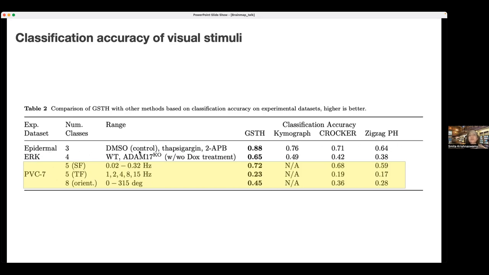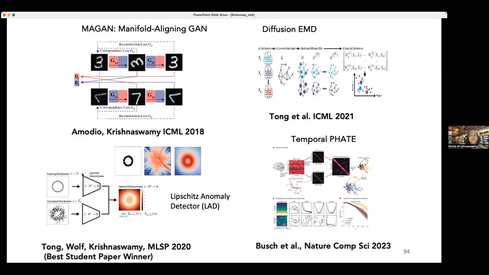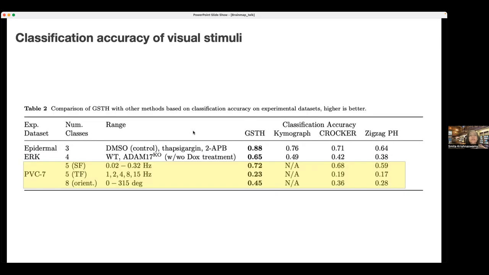And in the epidermal layers, we're classifying between drug perturbation and lack of drug perturbation. In the ERK signaling, we're looking at different treatments. And here we're looking at the orientation, spatial frequency, temporal frequency of these grating patterns, and we classify those the best. So that means that we can actually come up with classifications or even learn model parameters that generate these as regressions using this. And that's where I'm going to complete my talk today.